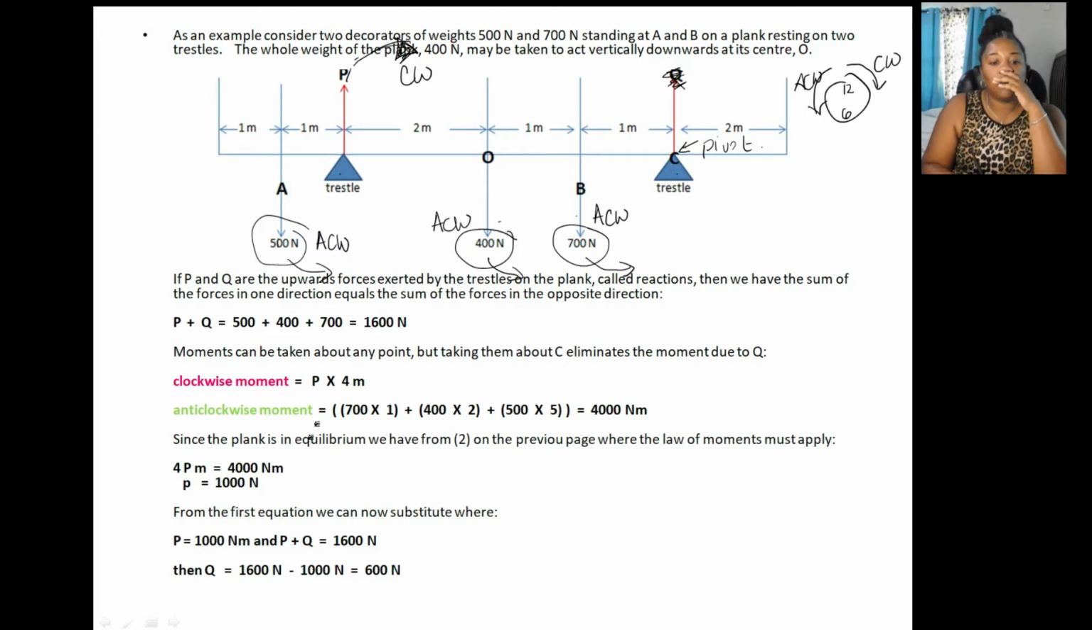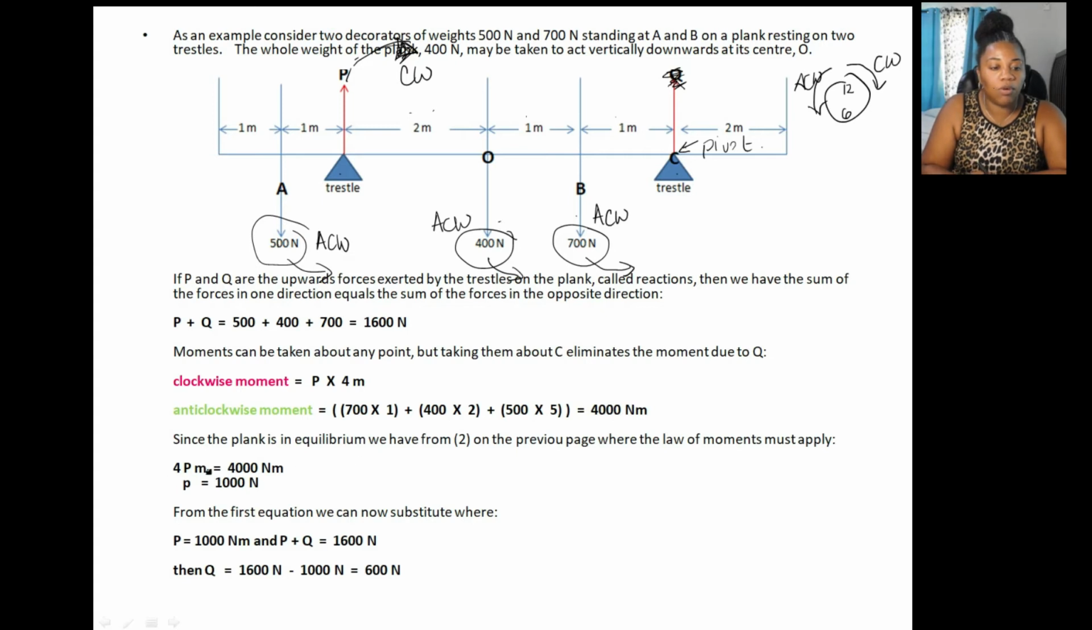Right? So now we're working out the clockwise moment. The clockwise moment would be P times 4 meters. Can we add up? 1, 2, 3, 4. So P is 4 meters away from C. How many meters away is 700 newtons from C? 1. And they're 2 meters away from 400, so 1, 2. And then how many meters to the 500? 1, 2, 3, 4, 5, right? And so once we work it out, we say 700 plus 800 plus 2500 will give us 4,000.